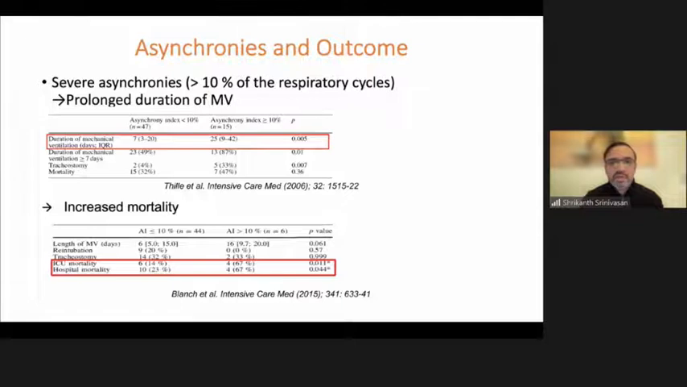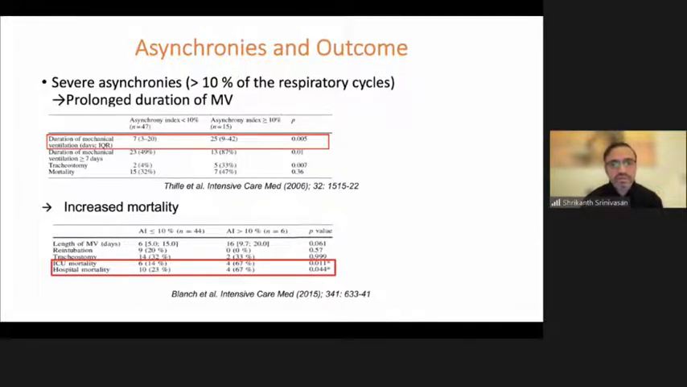Why do we need to be so concerned? Because it has poor outcome. Severe asynchronies, when I said more than 10% of the respiratory cycles, lead to prolonged duration of mechanical ventilation. The number of ventilated days increases. For example, if the asynchrony index was less than 10%, the duration of ventilation was around 7 days, between 3 to 20. If more than or equal to 10%, it becomes 25 days. So you can very well see how much the length of mechanical ventilation becomes prolonged.